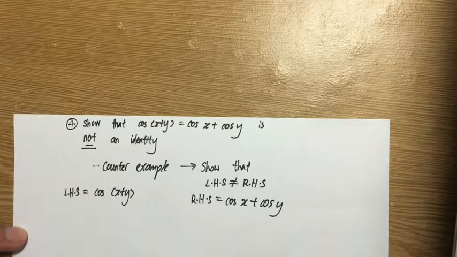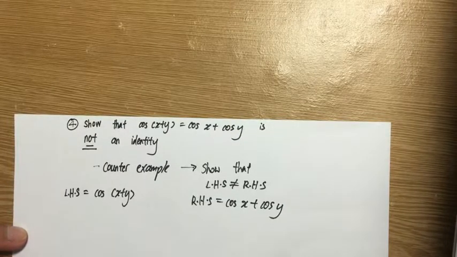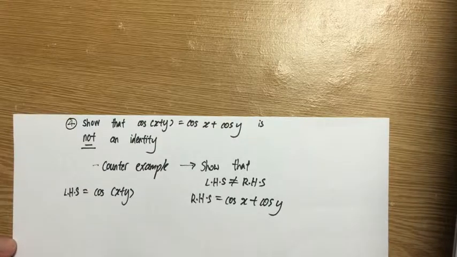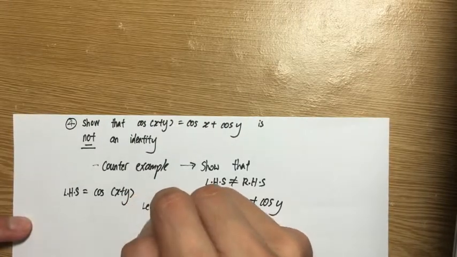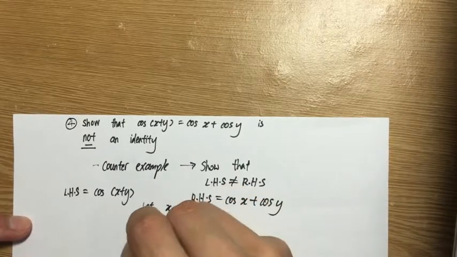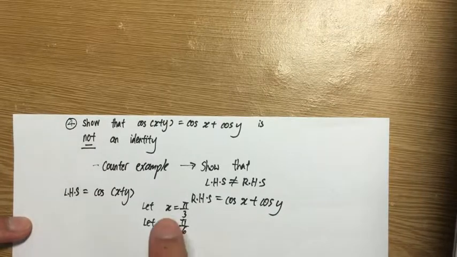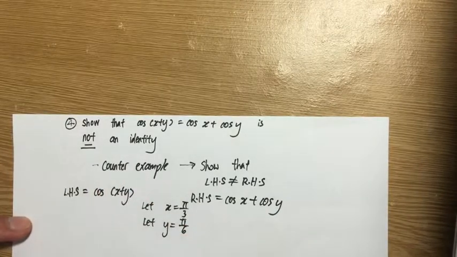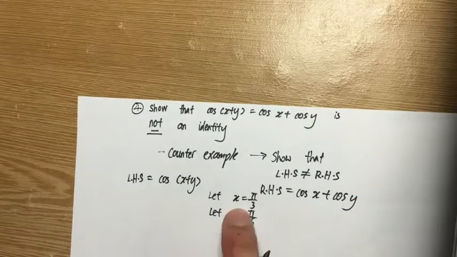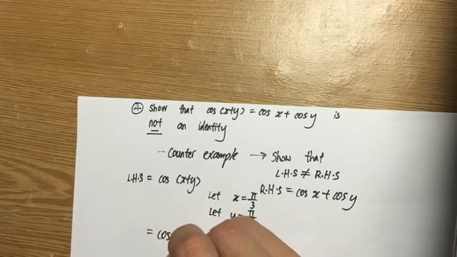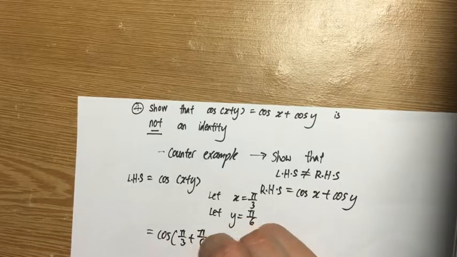In such an example, we can let x and y be any value we choose. However, let us choose an easy value such as pi over 3 and pi over 6. So for this question, I will let x be pi over 3 and I will also let y be pi over 6. Now, let us do substitution respectively and check if the left hand side is equal to the right hand side. Over here on the left hand side, when we substitute in both angles, we will get cosine of pi over 3 plus pi over 6.